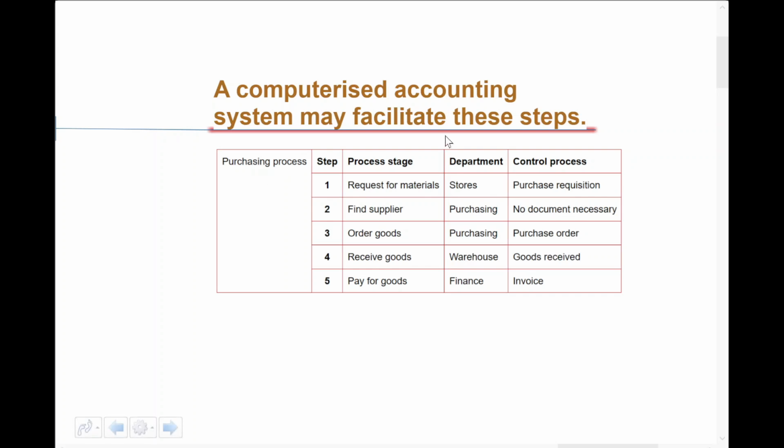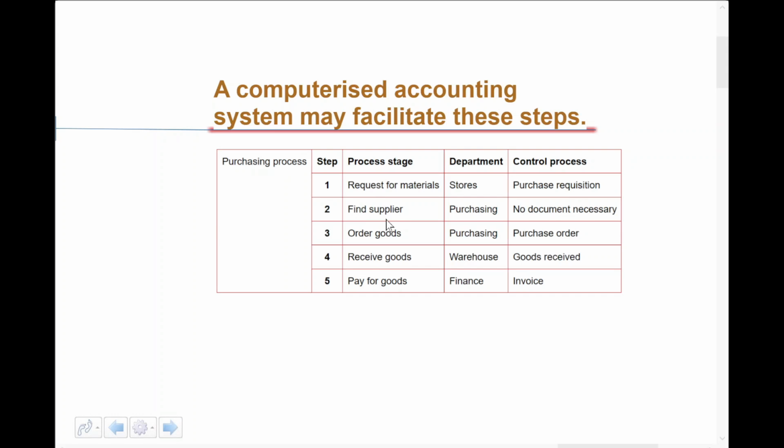So when we think about a computerized system, generally speaking, in terms of step 1, there'll be some form of request for materials from stores in the form of a purchase requisition. This is in effect the document that requires the purchase and is issued from the stores department. Second step, find the supplier.